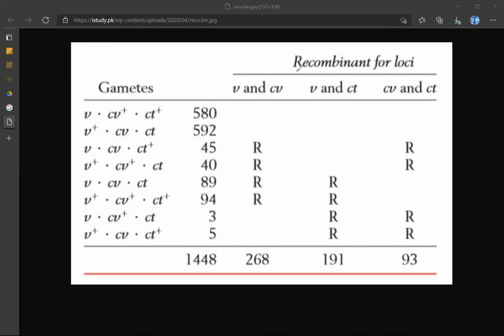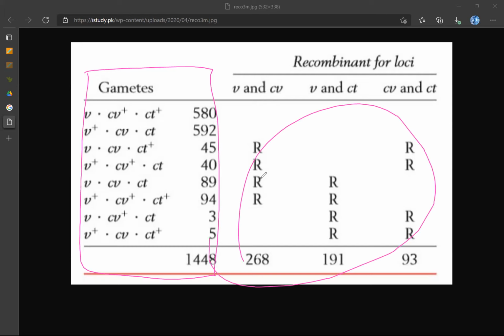Oh wait, can we even do, so recombinant for LSI, V and CV, V and CT, CV and C. Can I even interpret that? Oh yeah, here are their genotypes right here. Oh wait, this is kind of confusing. Oh, so this is actually even extra information. So we can pretty much just look at this. This is kind of cheat code, cheating mode, doing the work for us.